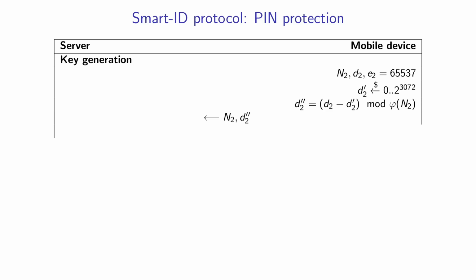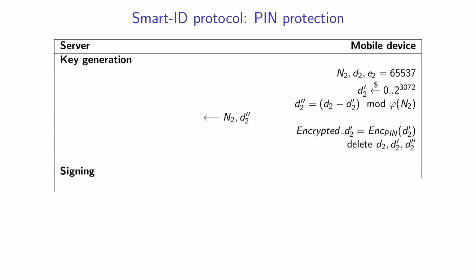One share of the private exponent is sent to the server, does not matter which one, and the other share is encrypted using the pin code entered by the user. And then the private exponent and the secret shares of the private exponent are deleted from the mobile device. So only this pin encrypted private exponent share is stored on the mobile device.